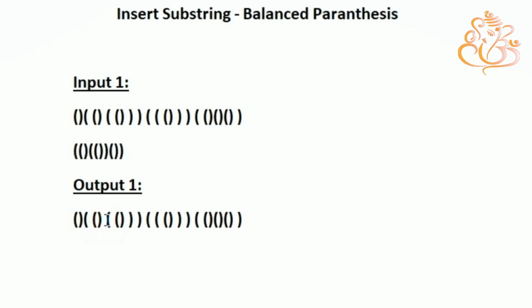Then we have an opening parenthesis, so from depth 1 we move to depth 2. Again an opening parenthesis, so depth 3, and then a closing parenthesis, so from depth 3 we come back to depth 2. This particular space is nothing but depth 3. After this we have 3 closing parentheses, so from depth 3 we move to 2, 1, and come back to depth 0. After that we again have 3 opening parentheses.